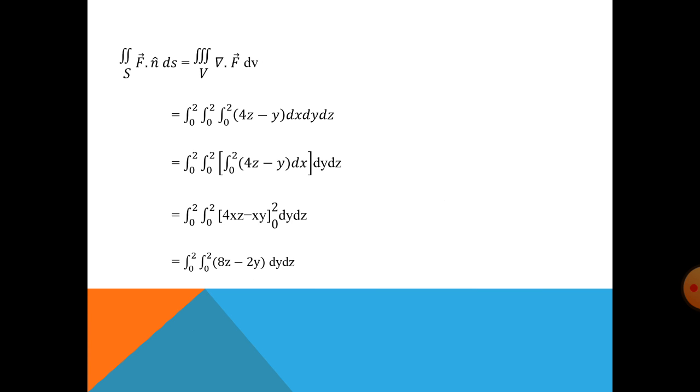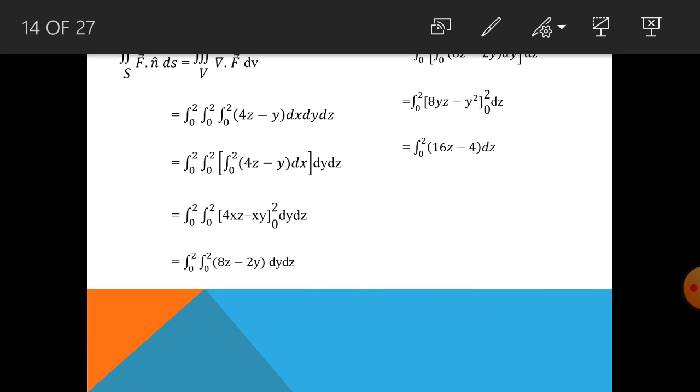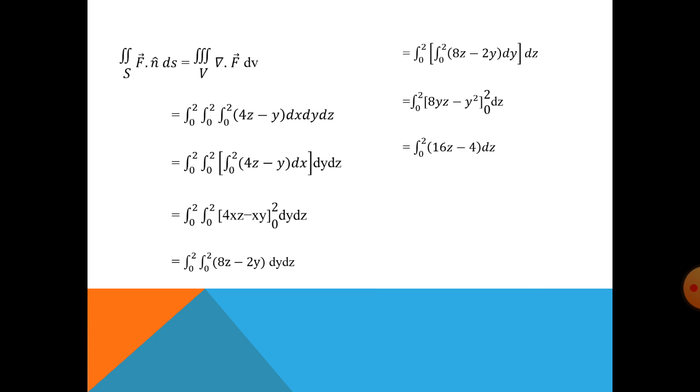Take the triple integral limits from 0 to 2 as x, y and z vary from 0 to 2. Substitute the grad dot f vector value as we have found before. First integrate 4z minus y with respect to x. We get 4xz minus xy. By substituting upper and lower limits for x, we get 8z minus 2y. Now integrate it with respect to y. We get 8yz minus y square. Substituting the upper and lower limits for y, we get 16z minus 4. Now integrate with respect to z, and then substitute upper and lower limits, we get 24. The surface integral of the vector point function is 24.